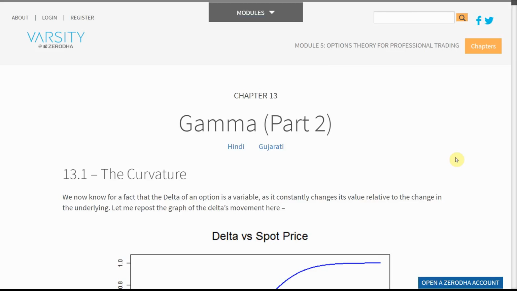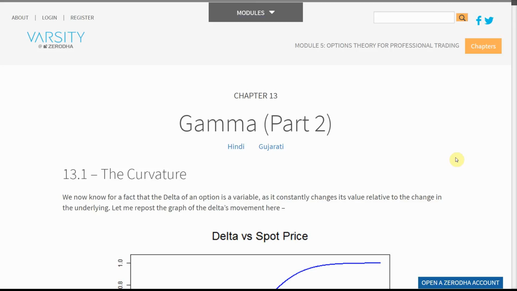Gamma, Part 2. 13.1 The curvature. We now know for a fact that the delta of an option is a variable, as it constantly changes its value relative to the change in the underlying. Let me repost the graph of the delta's movement here.